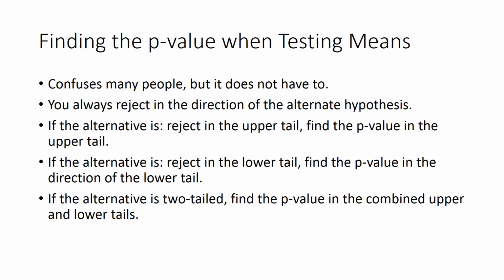Finding p-values confuses many people, but it does not have to. Just remember, you always reject in the direction of the alternate hypothesis. If the alternate rejects in the upper tail, find the p-value in the direction of the upper tail. If the alternate rejects in the lower tail, find the p-value in the lower tail. And if the alternate is two-tailed, find the p-value in the combined upper and lower tails.